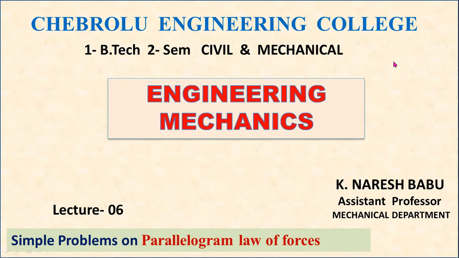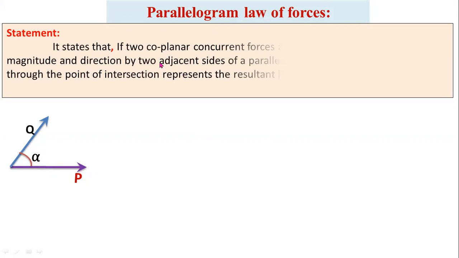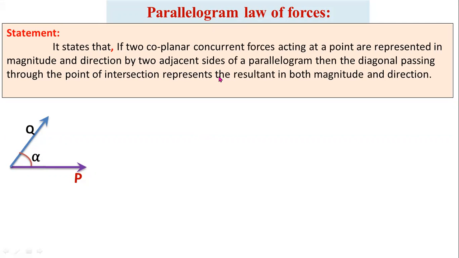In this session, I am going to explain the parallelogram law of forces and its problems. Before going to the problems, first you have to know the parallelogram law of forces statement. This is the statement for the parallelogram law of forces. It states that if two coplanar concurrent forces acting at a point are represented in magnitude and direction by two adjacent sides of a parallelogram, then the diagonal passing through the point of intersection represents the resultant in both magnitude and direction.